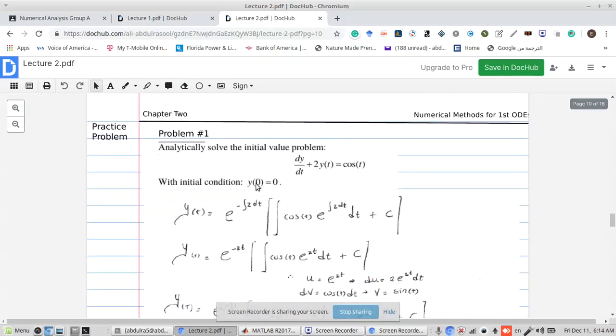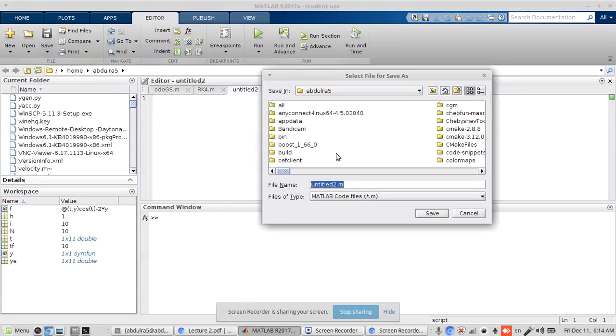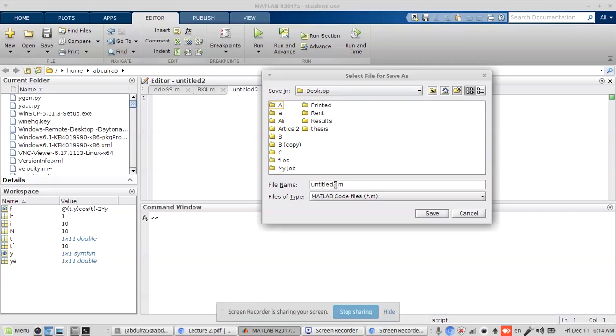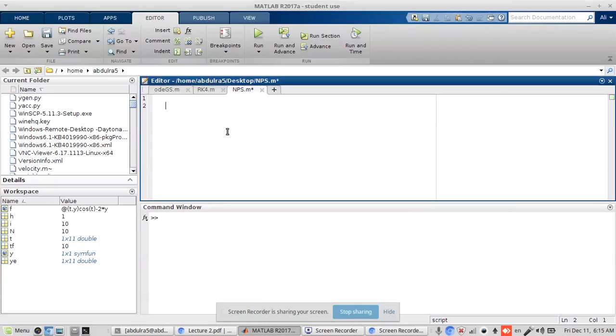So let's begin by opening a new script in Matlab and save this script in our home directory, let's say desktop. And let's title this: numerical particular solution. And let's begin by writing clc and clearing out all the history of Matlab. So we are making a new one.